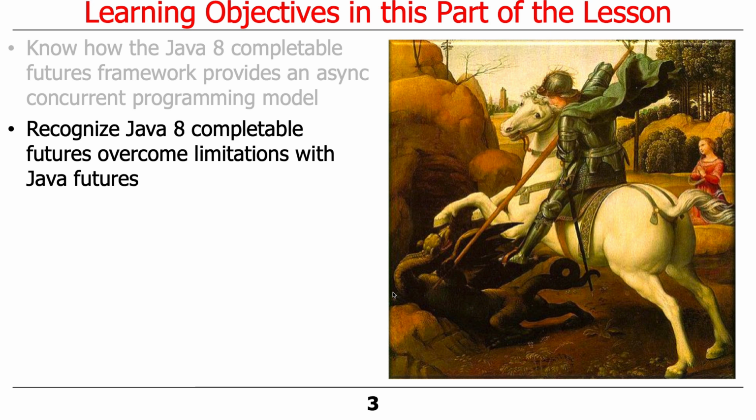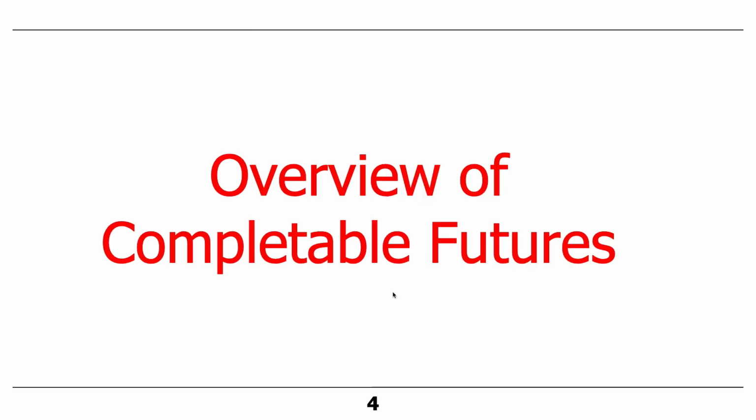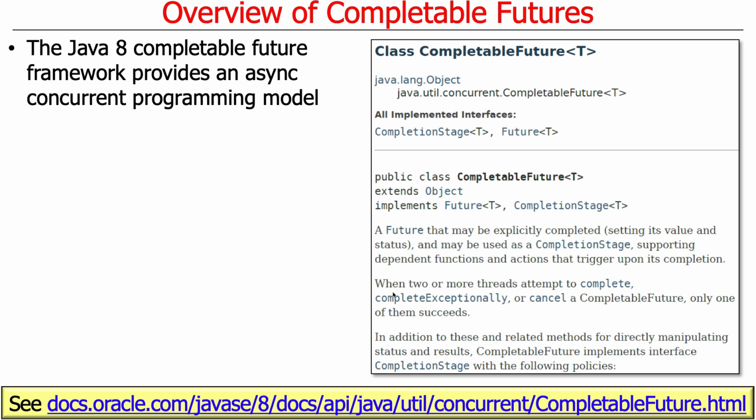About a decade later, CompletableFutures were added to Java. So Java 8 came out about 2014. Futures had come into Java about 2004. And so in that intervening time, people realized they were pretty broken and set about trying to fix them in some way. So what is the CompletableFuture framework?